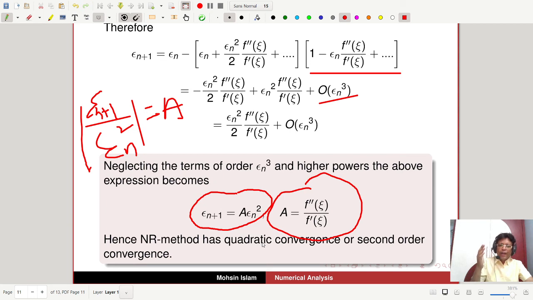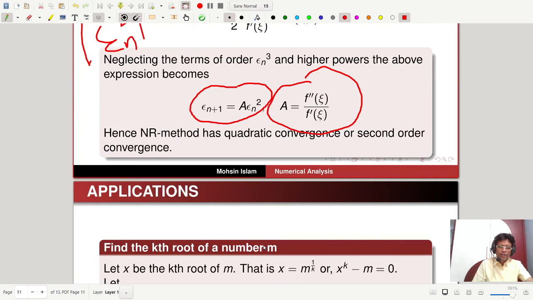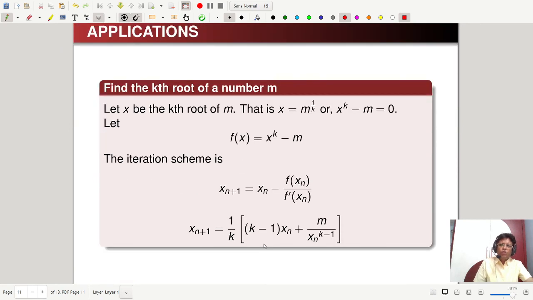And you can easily write a program for this also. This is very easy. So this is how you can calculate the order of convergence of the Newton-Raphson method. Okay. Next, we'll talk about some applications. We can find out the kth root of a number.